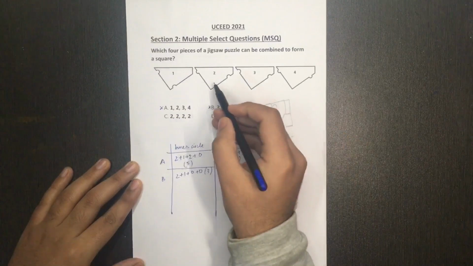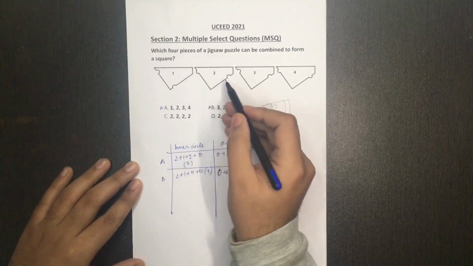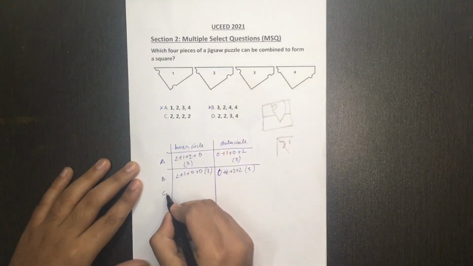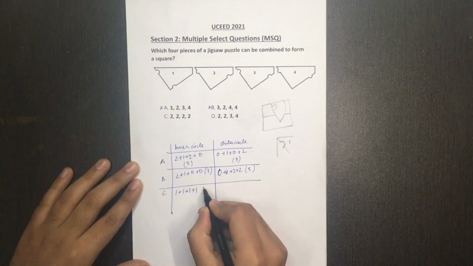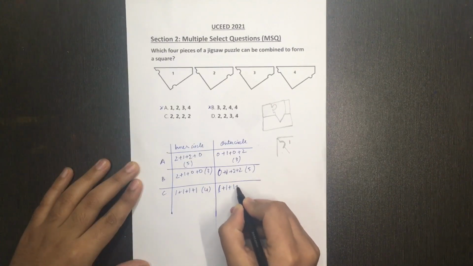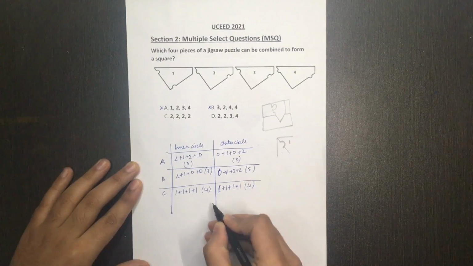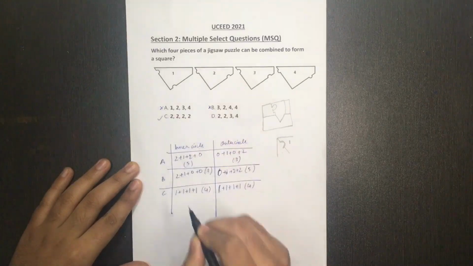For option C, we have only 1s, so one in each. So definitely for option C we can say 1 plus 1 plus 1 plus 1, so this is 4 inner circles, and 1 plus 1 plus 1 plus 1, so this is 4 outer circles. So this is equal. So we can say that this option may be correct.